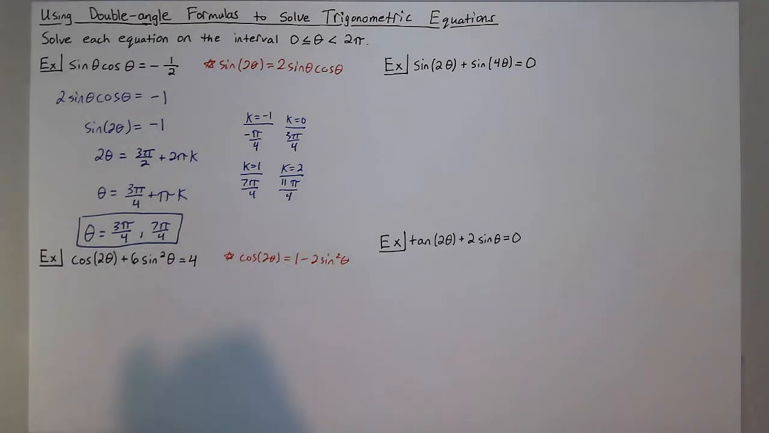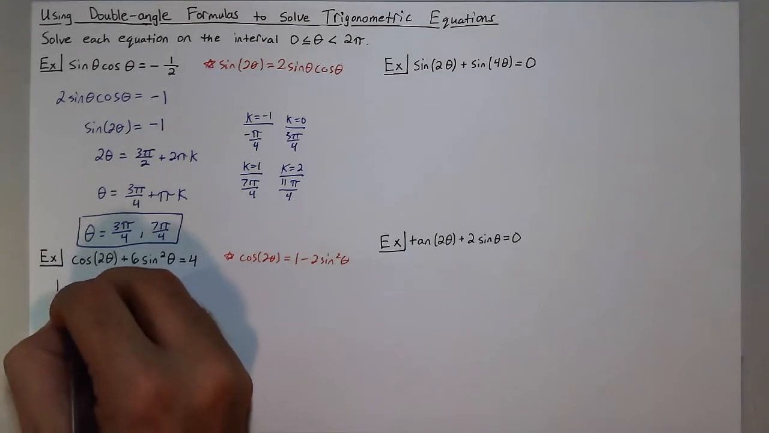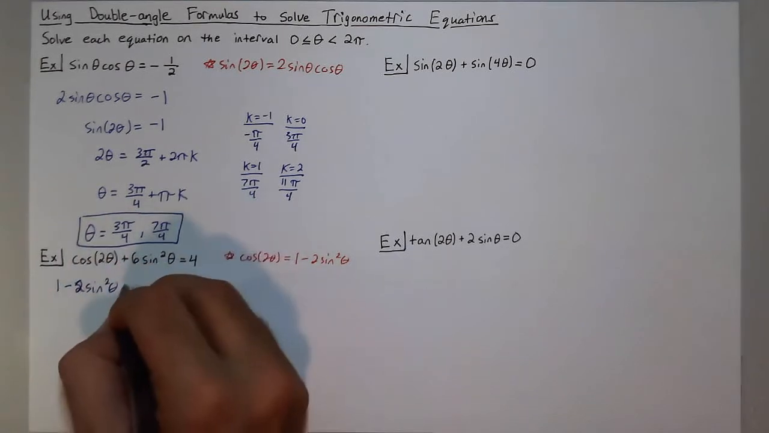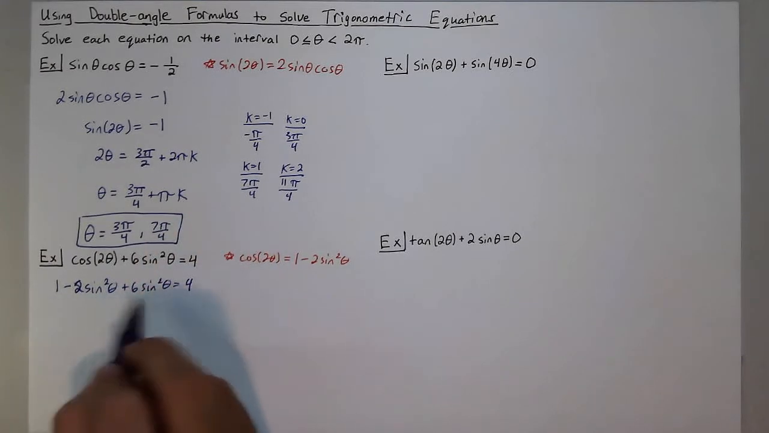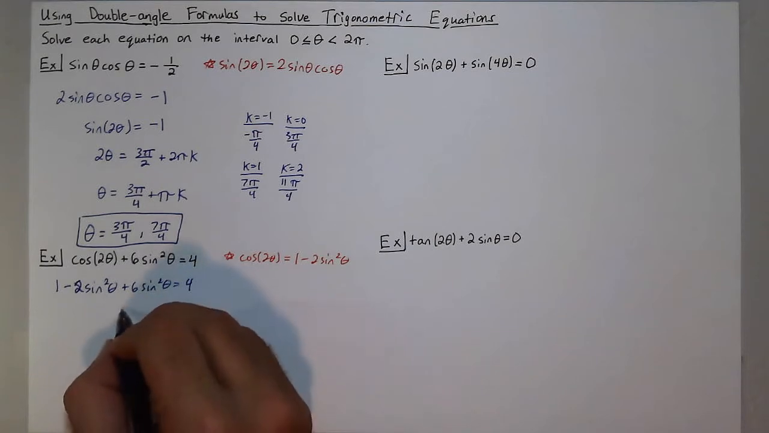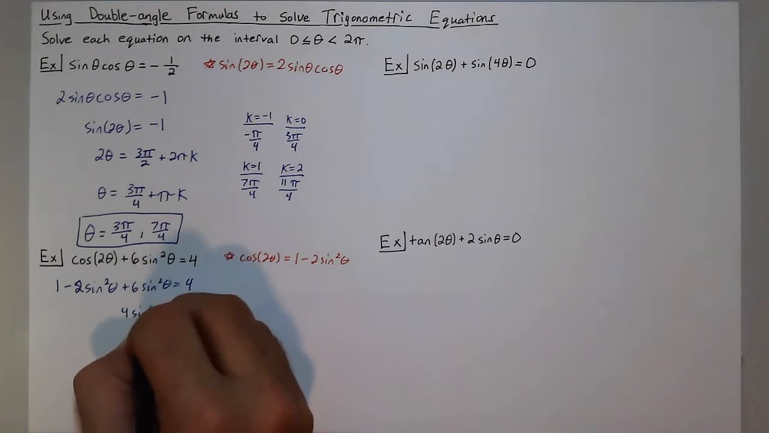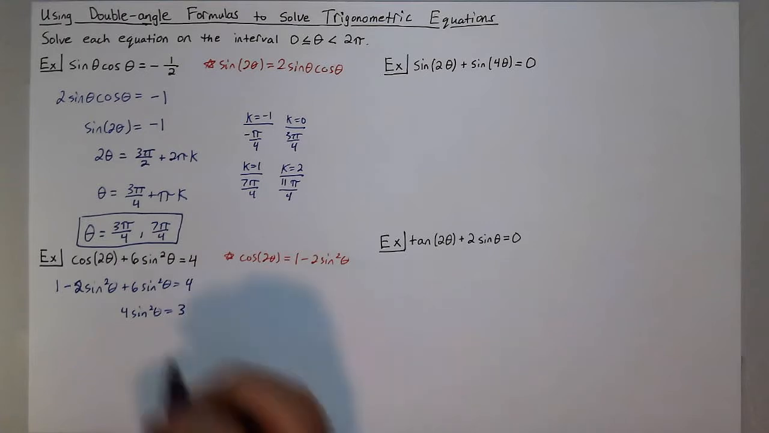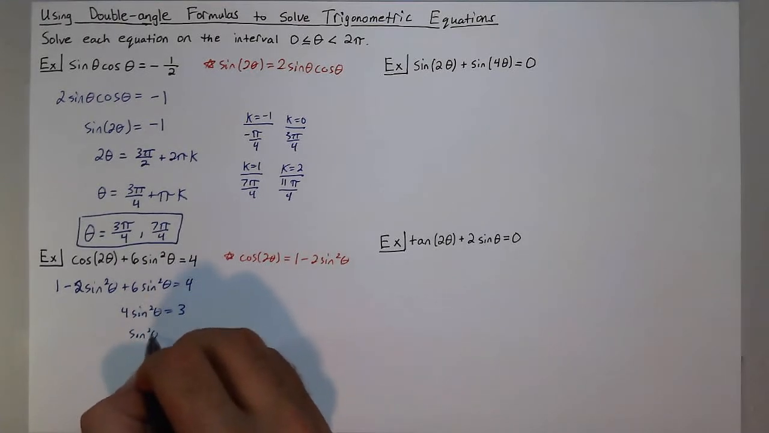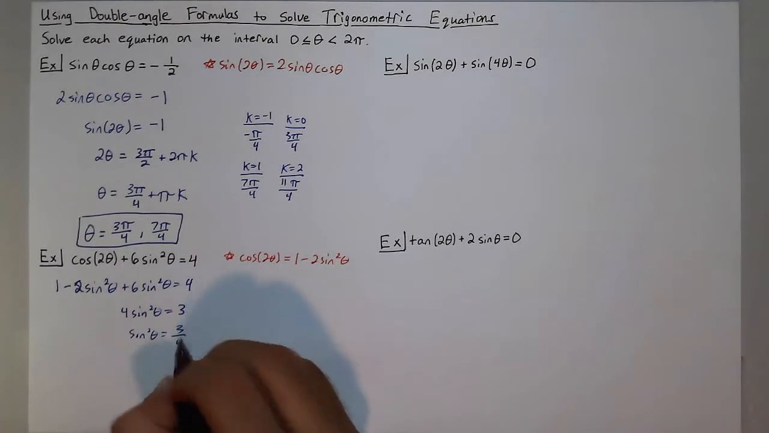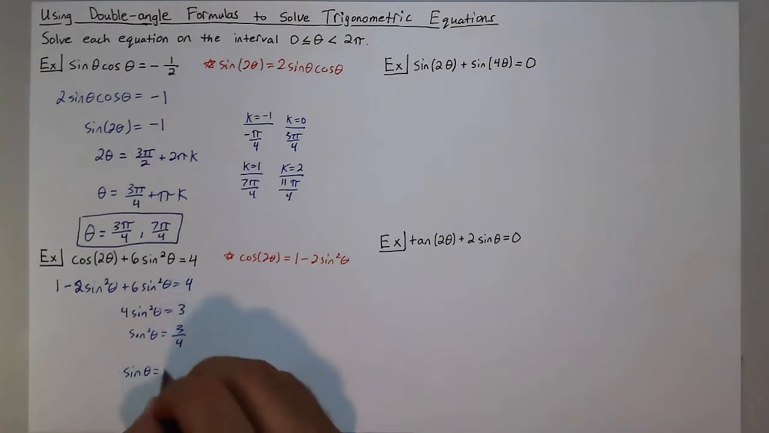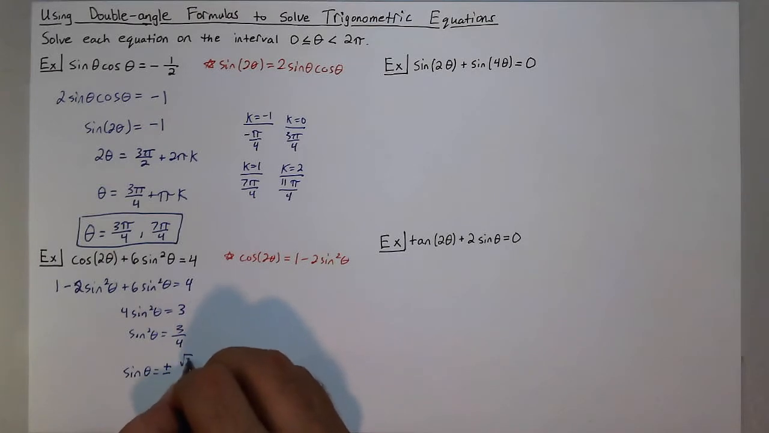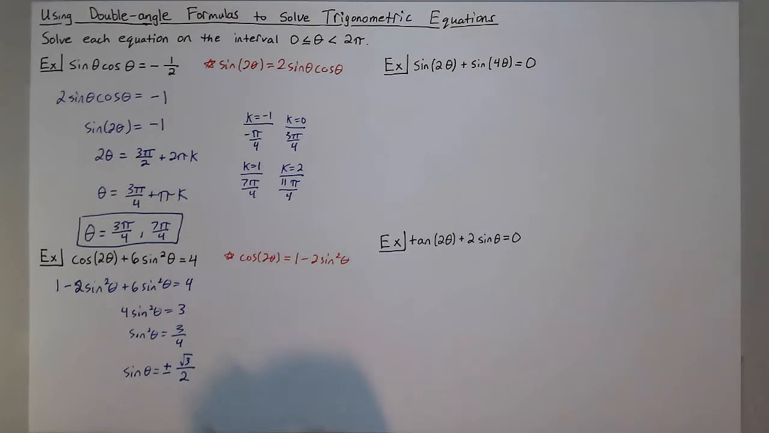So now I have 1 minus 2 sine squared theta plus 6 sine squared theta is equal to 4. If I subtract 1 and combine my sine squareds, I get 4 sine squared theta is equal to 3. Divide by 4, and I get 3/4, and then I can take the square root of each side, giving me sine of theta is equal to plus or minus the square root of 3 over the square root of 4, which is 2.